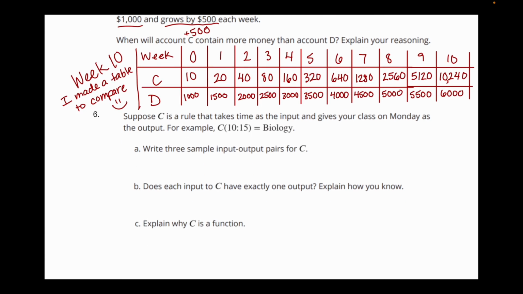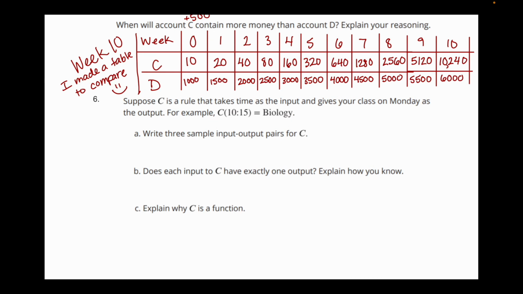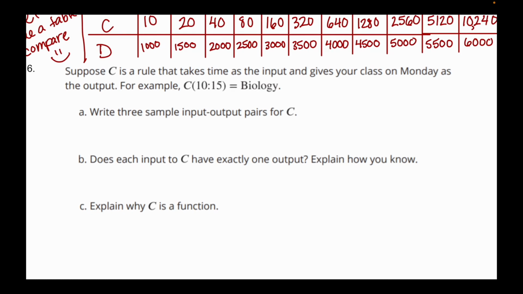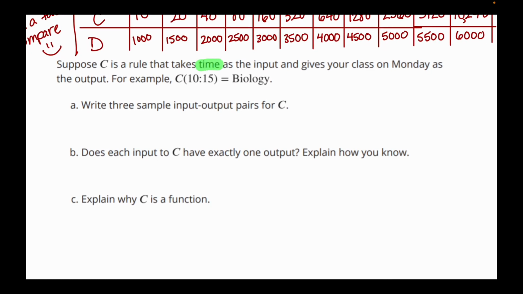Okay, and question 6, and I think this is the last one, it just has 3 parts. Suppose C is a rule that takes time as the input. Okay, they're just telling me I have time as the input. Oh, and it gives the class on Monday as the output. And they're giving us, for an example, the actual time on the clock, so C of 10:15 equals biology.